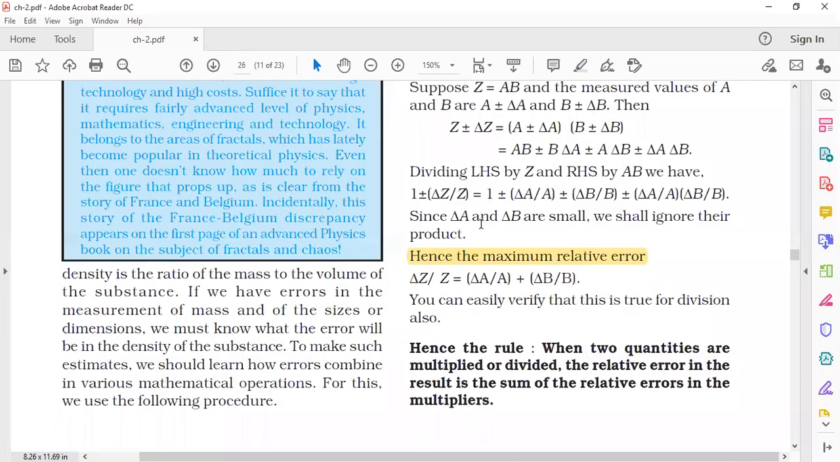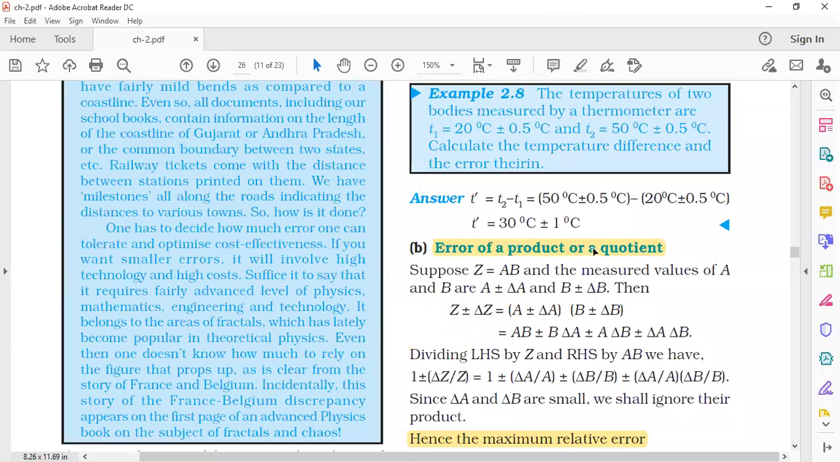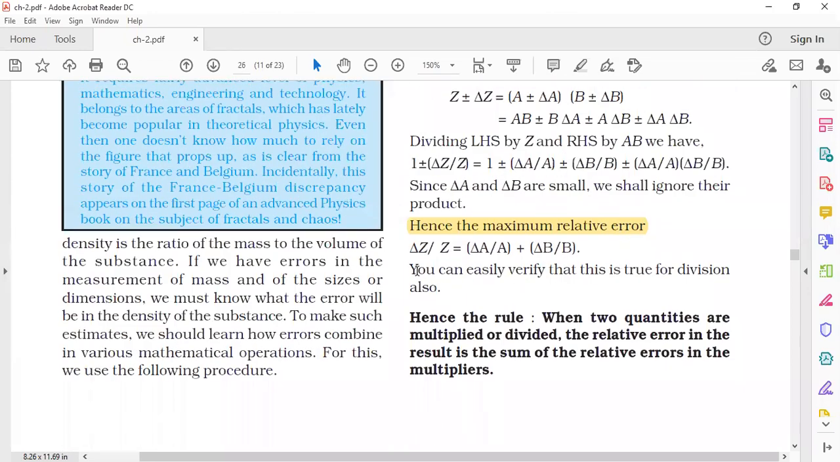The moment you come across a product or a quotient, it is not delta z, it is delta z by z. That is the beauty of mathematics and of physics. Delta z by z is called relative error. That's why we have written the maximum possible relative error as delta a by a plus delta b by b. This equation will become very clear when I go for a numerical. In the next numerical, that is 2.8 and 2.9, you will definitely learn.